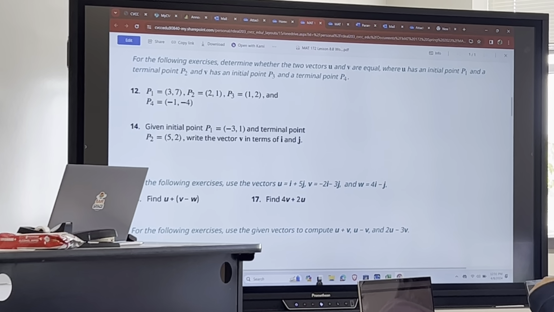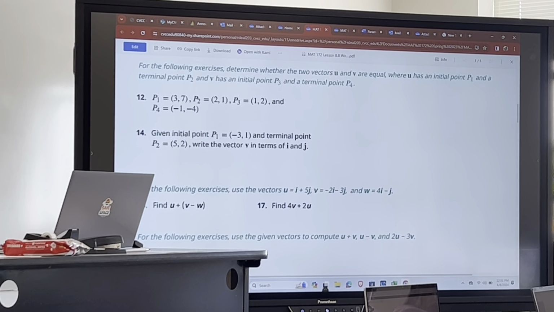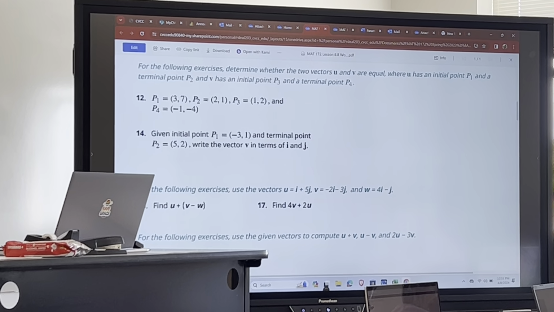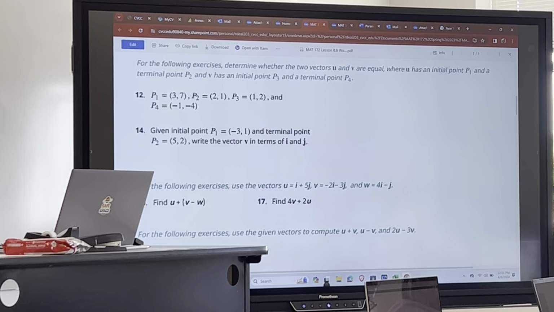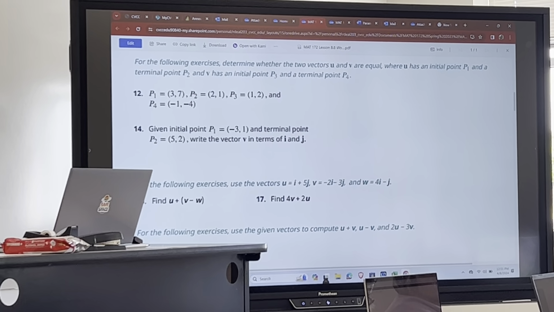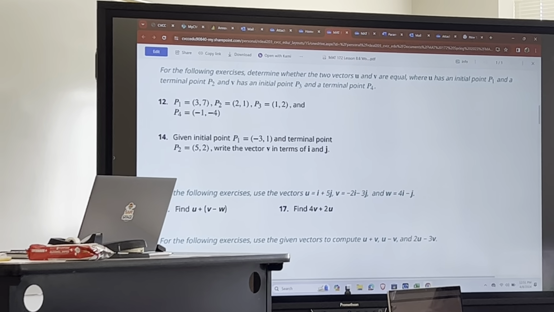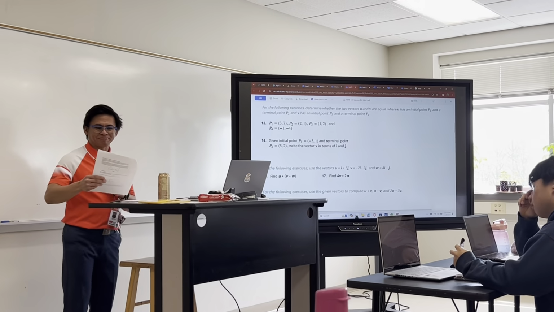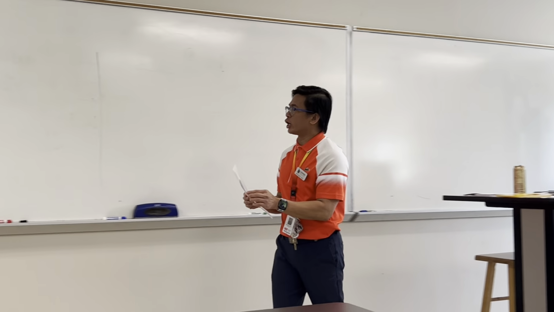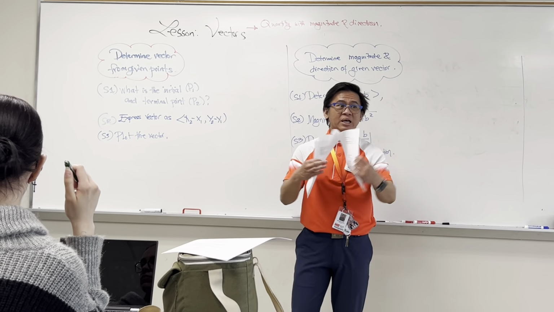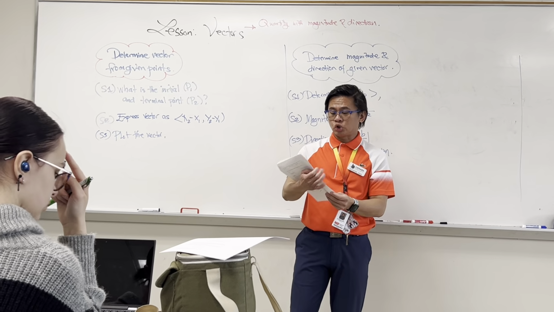The instruction first. For the following exercises, determine whether the two vectors u and v are equal, where u has an initial point p1 and a terminal point p2, and v has an initial point p3 and a terminal point p4. Thank you. So, how do we work on this one? Okay, so how to determine the vector from given points? As you may notice, there are 2 points given.